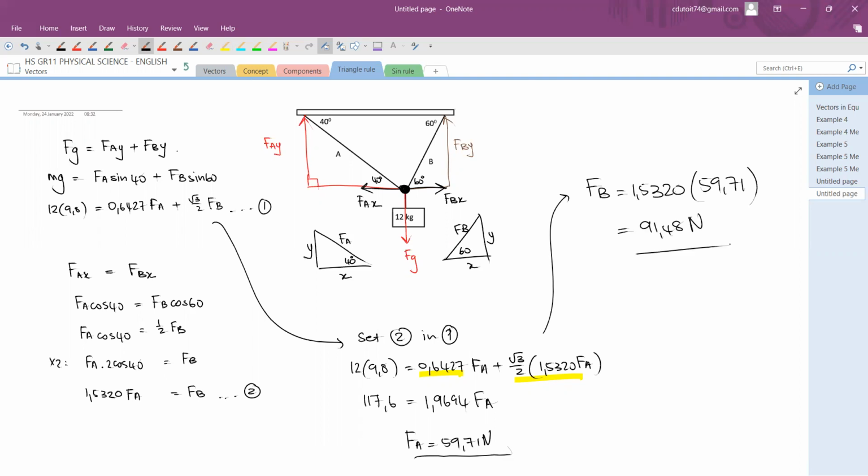Yeah. This is not a good method. The Sine rule is much easier. You have to be able to do both. Must be able to do both.